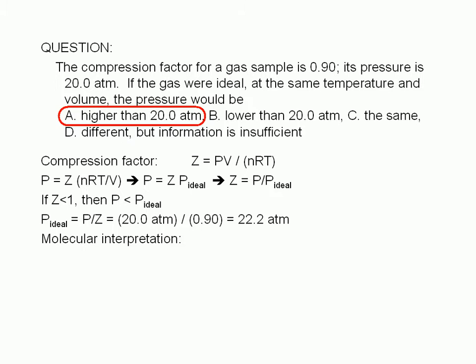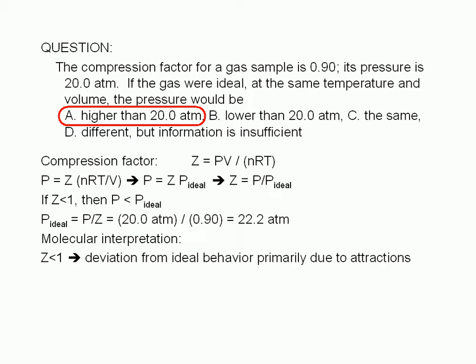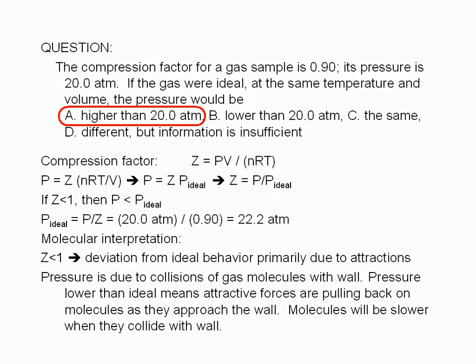At the molecular level, what does this mean? A compression factor less than 1 means that the deviation from ideal behavior is primarily due to intermolecular attractions. Pressure is due to collisions of gas molecules with the wall of the container. A pressure lower than ideal means that attractive forces are pulling back on molecules as they approach the wall. This means that the molecules will be slower when they collide with the wall, and the observed pressure of this gas is lower than the ideal pressure.